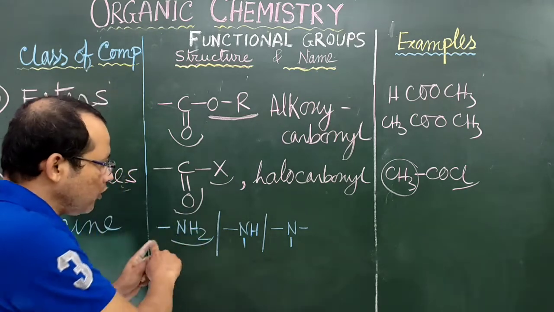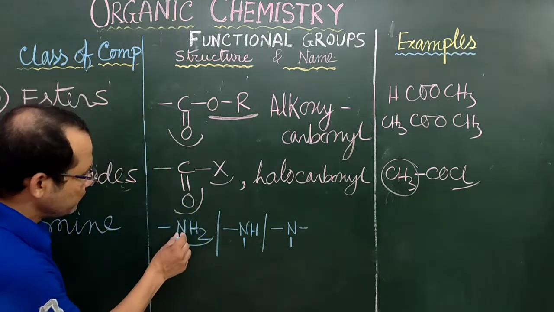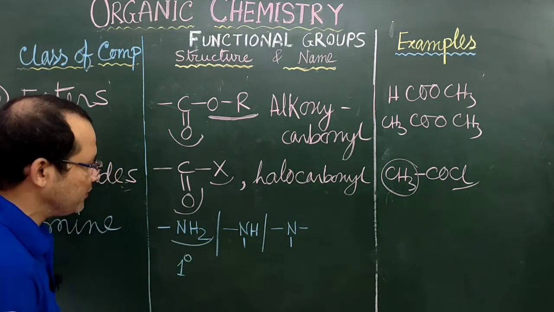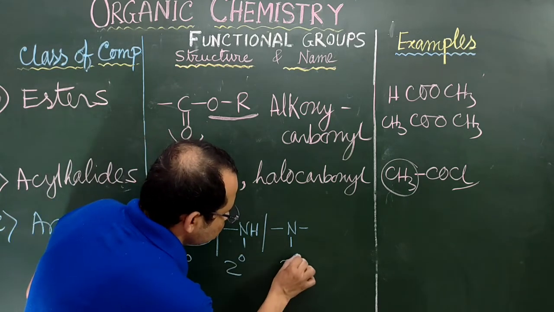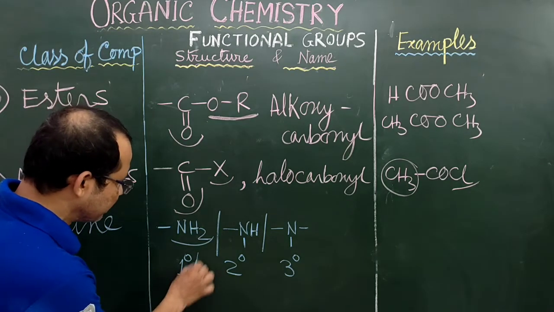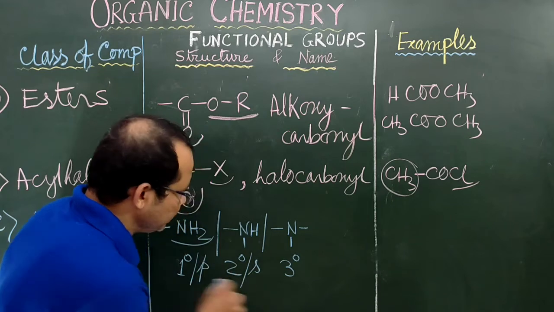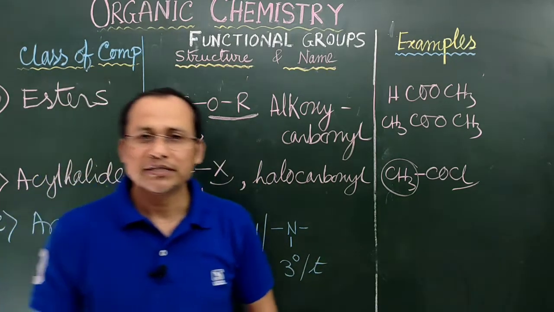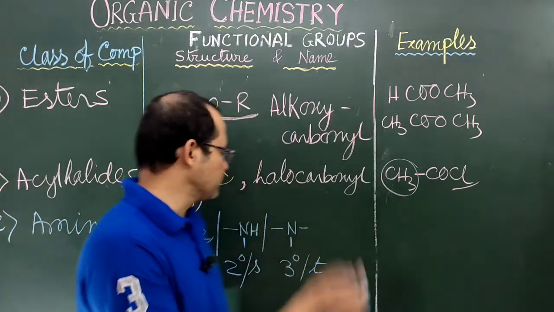So collectively all these compounds are termed as amines, and if the amine contains NH2, it will be 1 degree amine, this will be 2 degree, and this will be 3 degree amine. This is also termed as primary, this as secondary, this as tertiary. So in this way three types of amine compounds are possible.